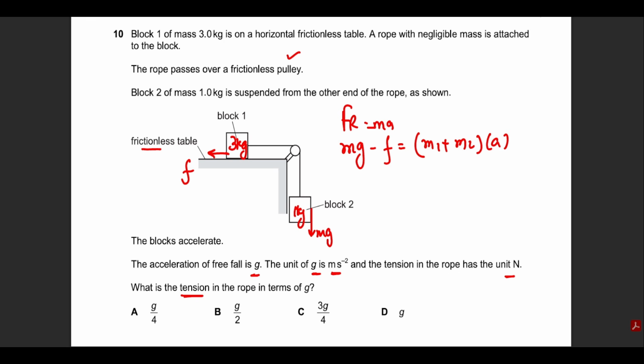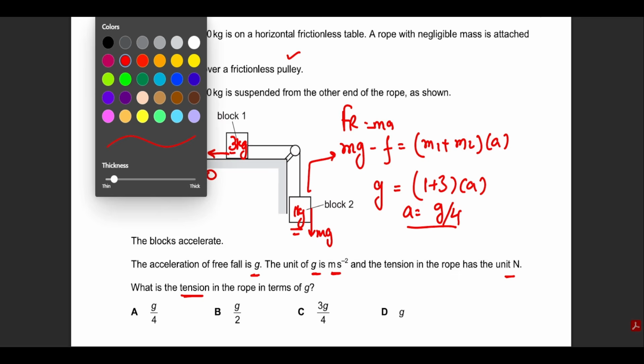Now, this is what is causing the system to move, this is block 2 with mass 1 kg, so this is only g. There is no friction, friction is 0, so this gets eliminated. And then we have 1 kg and 3 kg added together, so this is 1 plus 3 into the acceleration of the system. So the acceleration of the system is actually g divided by 4. If we let go of this, it will be moving at 9.81 divided by 4. Now, this is going to feed us into the next situation.